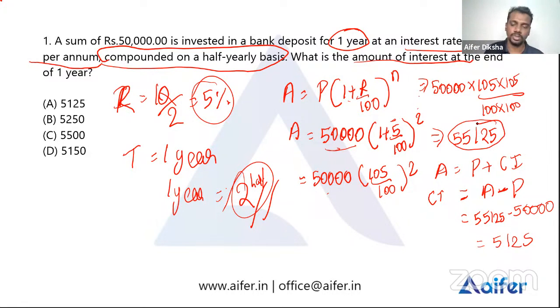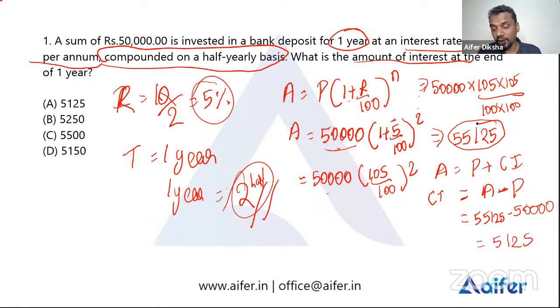This is an amount, but the question is not merely the amount. The question is not what is the total amount that will be received. Instead, the question is what is the amount of interest at the end of 1 year.